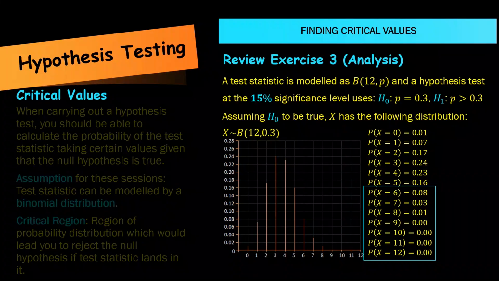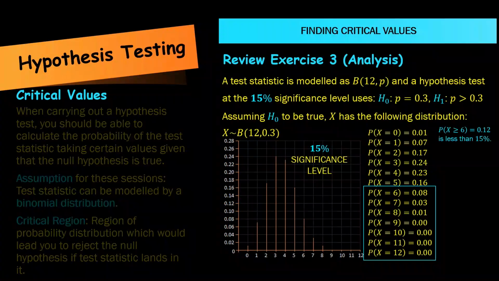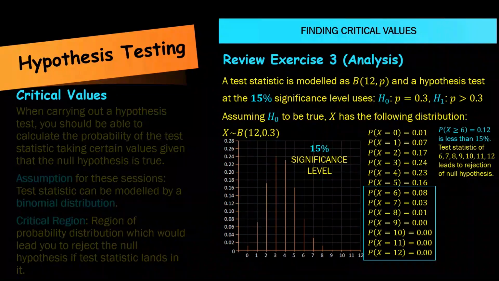Notice this time, if we add up all the highlighted probabilities in the red box, then probability x greater than or equal to 6 equals 0.12, which is less than 15%. And notice we keep mentioning 15%, but this is the crucial significance level that we've been asked to use. So this time the test statistic of 6, 7, 8, 9 and 10 leads to a rejection of the null hypothesis.